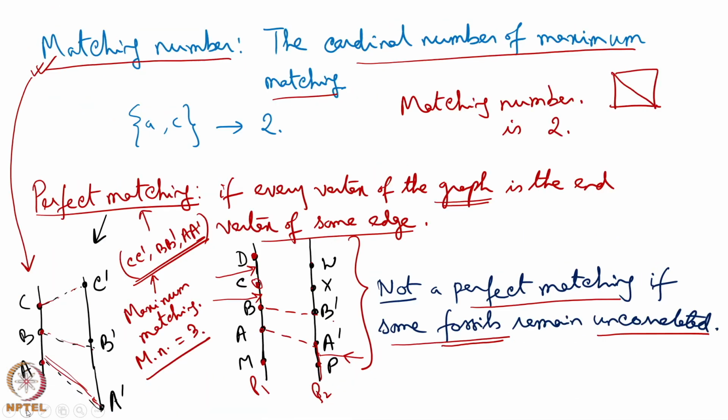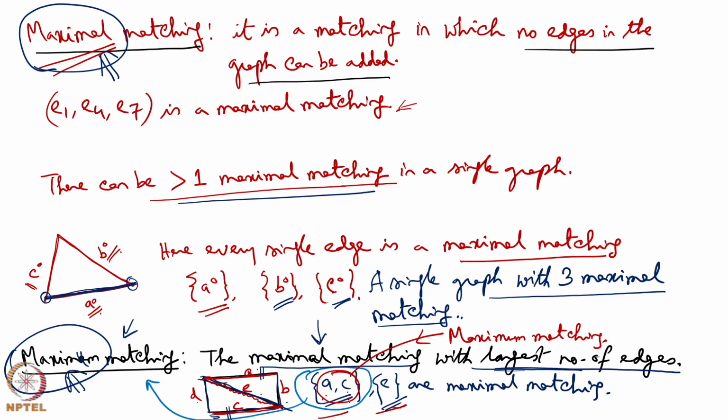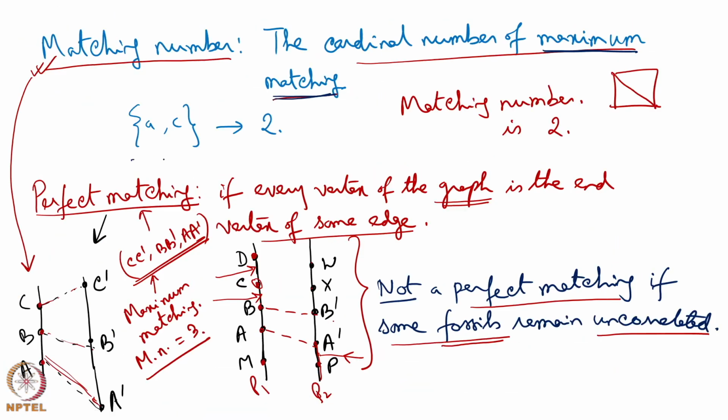Now, let us look at the matching number, the definition. The cardinal number of the maximum matching, that means the maximum matching has so many elements, count them and write it down. So, in our previous case, we can see this is the maximum matching A comma C, and there are 2 elements. So, I can write it to be 2. In other words, the matching number for this graph is equal to 2.